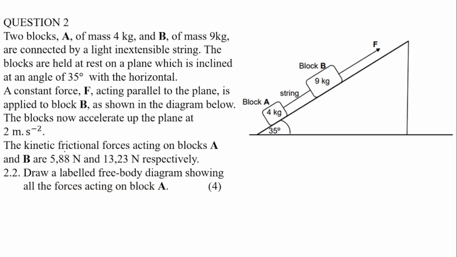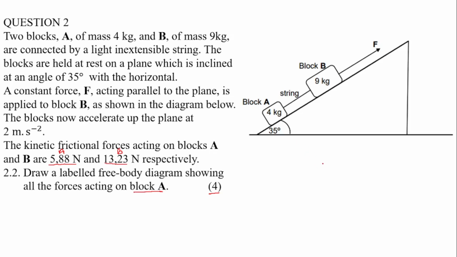The kinetic frictional forces acting on blocks A and B are 5,88 newtons and 13,23 newtons respectively, meaning this one's for A and this one for B. Draw a labeled free body diagram showing all the forces acting on block A. And then we have 4 marks. It means we have to have 4 forces here.